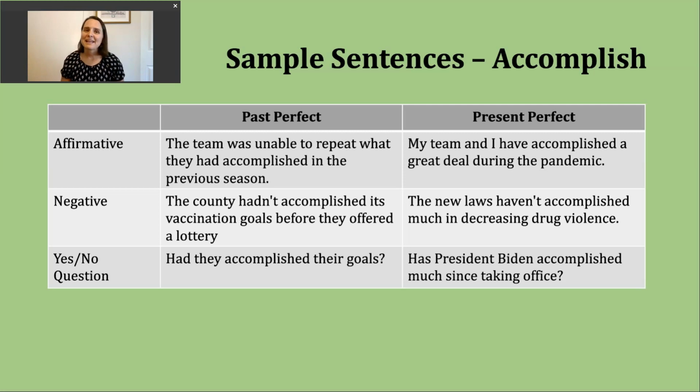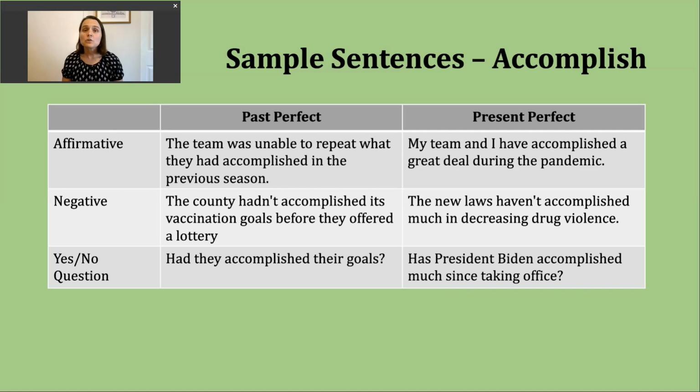Finally, if you want to make a yes or no question in the past perfect, start with had, then use your subject, and then the participle form of the verb. Had they accomplished their goals? Okay. Now let's take a look at the present perfect.